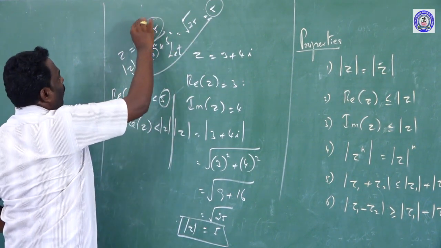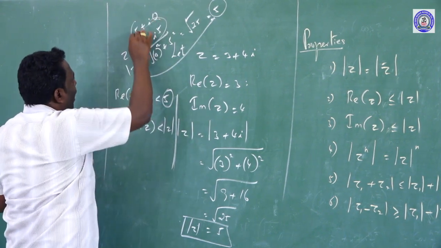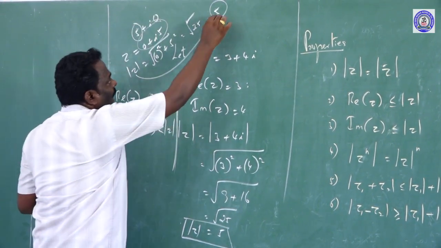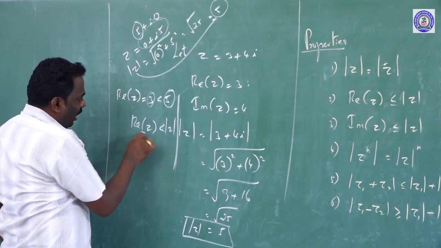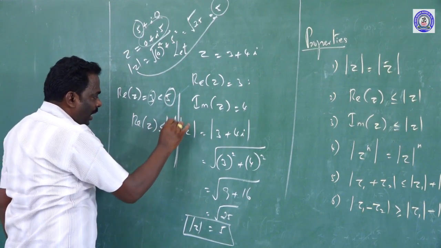Suppose you take 5 plus 4i. Here real of z is equal to 5, modulus of z is also 5. In that case both are equal. Therefore, real of z is less than or equal to modulus of z.